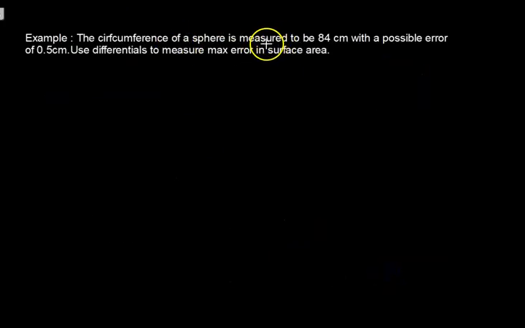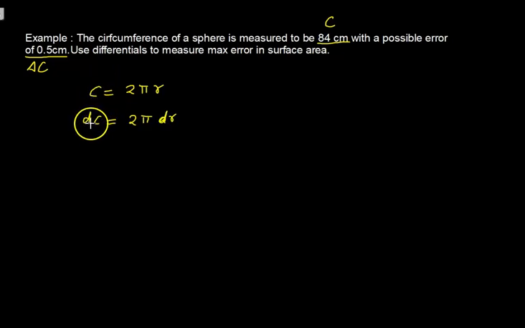For this next example, we need to identify what we are given and what we need to find. So here we are given the circumference as 84 and the error in circumference is 0.5 centimeters. So this is delta C, the change in circumference. We are going to use the formula for the circumference, 2 pi r. Now we take the derivative of both sides. The derivative of C is dC. So dC is 2 pi dr, and the value of dr is 0.5 over 2 pi.